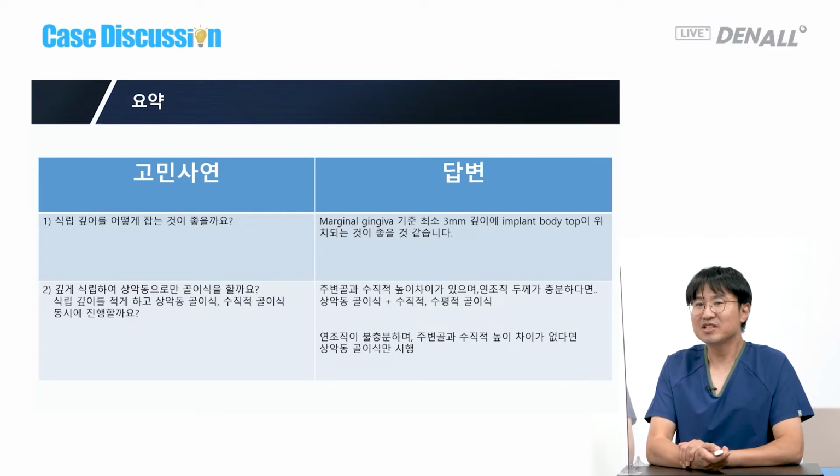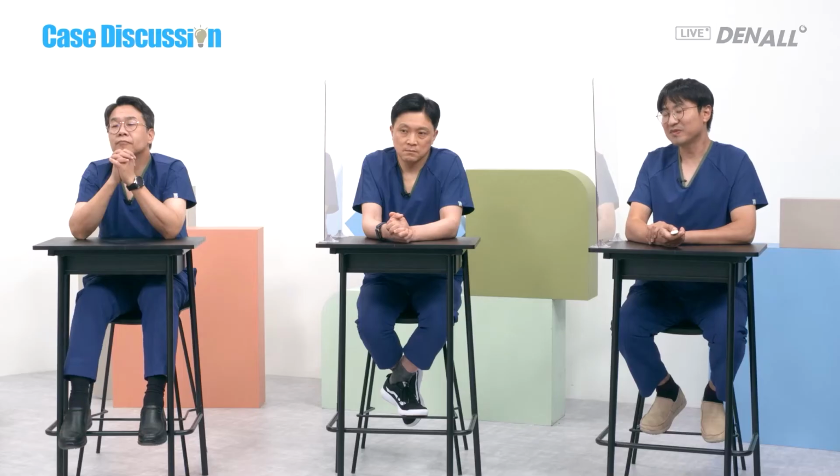Question number 2, should I place the implant deep with only sinus bone graft? If you do sinus bone graft, the bone will be better. If the bone has a vertical height difference compared to the surrounding bone, and the soft tissue is sufficient, sinus bone graft and flap thinning can be done for vertical and horizontal bone graft. If not, sinus bone graft alone can work too.